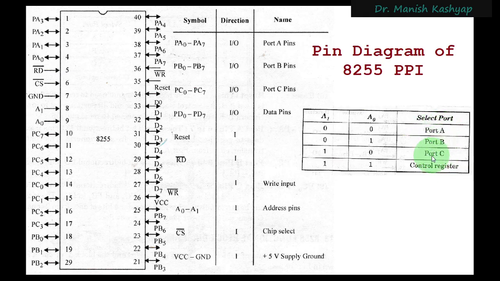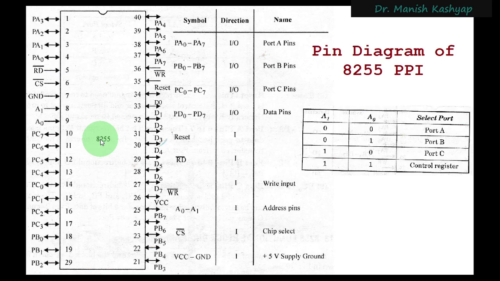So port A, port B, port C. Port A is 8 bits, port B is 8 bits, and port C is also 8 bits, but it can be used as two separate ports, which are called C upper and C lower, right? And since this device is programmable, we also have a control register inside it, and that control register has some format according to which this complete IC will function, right?